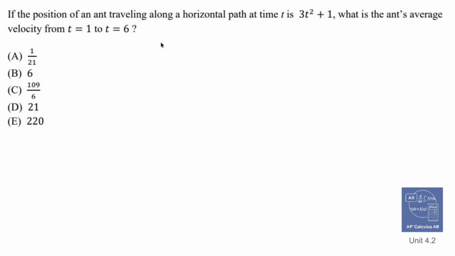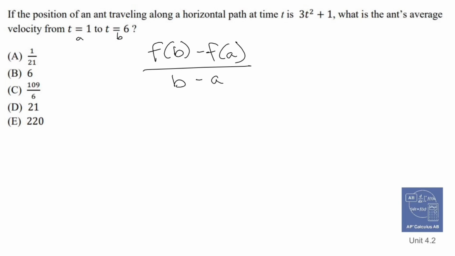So we're going to use the average rate of change formula, f of b minus f of a over b minus a. 1 would be my a, 6 would be my b. So finding f of b is me finding f of 6, and that would be 3 times 6 squared plus 1. 6 squared is 36. 3 times 36 is 108. 108 plus 1 is 109. So that's f of b.